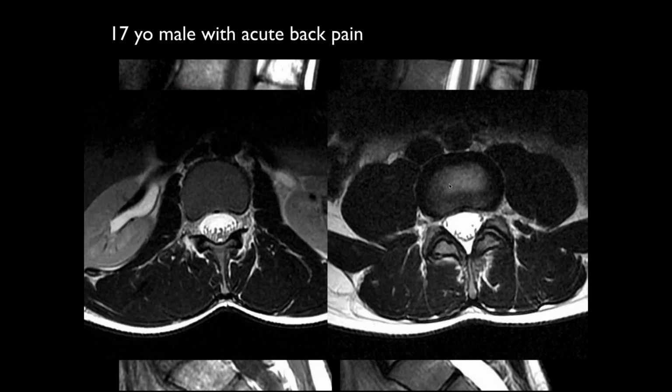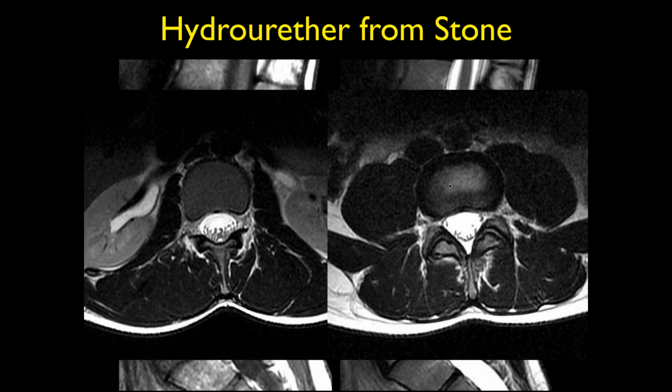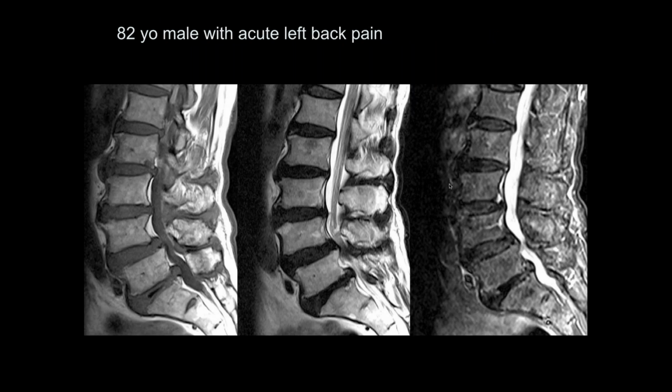Spine's not too bad. Okay, it looks like there's hydronephrosis, or at least hydroureter on the right. Yeah. So this is someone who had back pain, acute back pain, but it was from a stone. Okay, so 82-year-old male with acute left back pain.